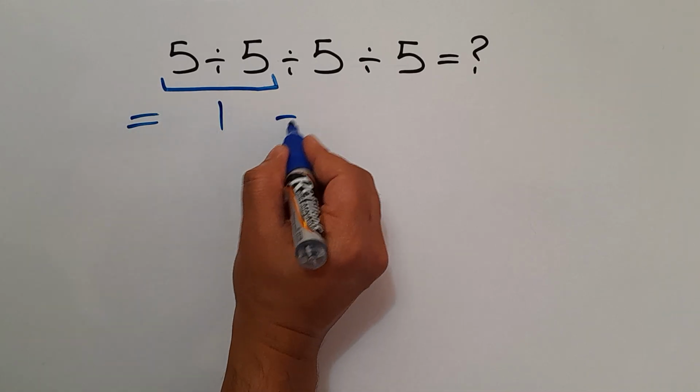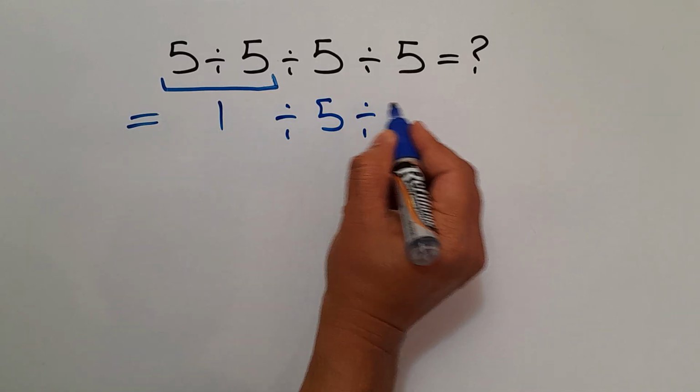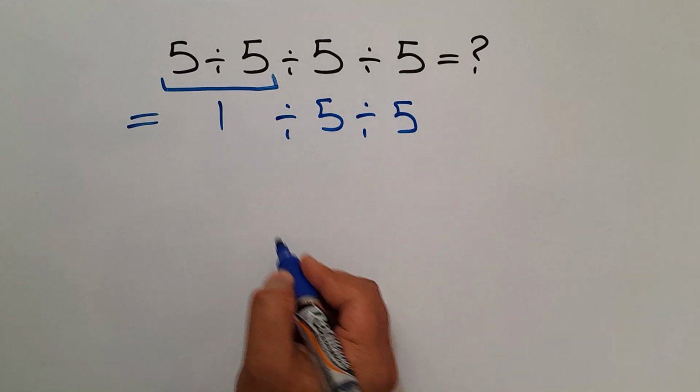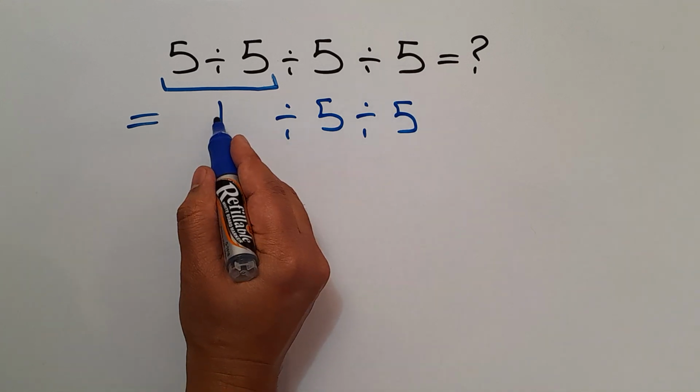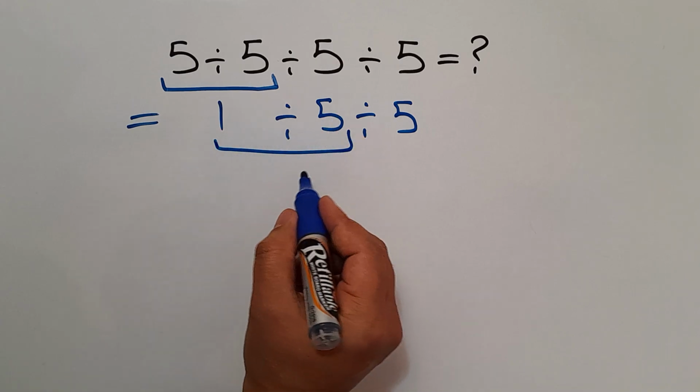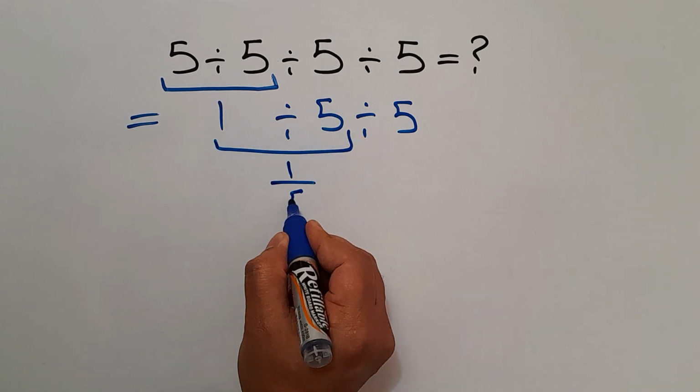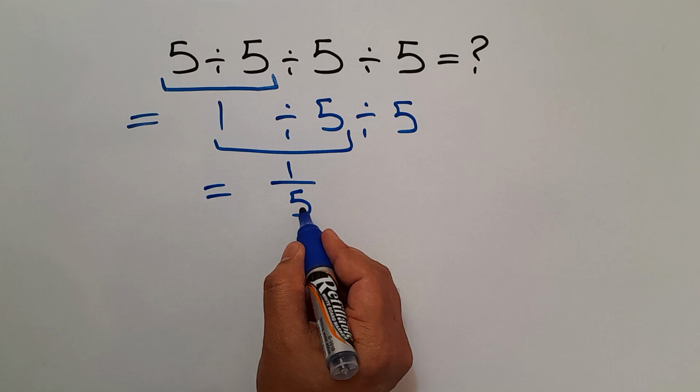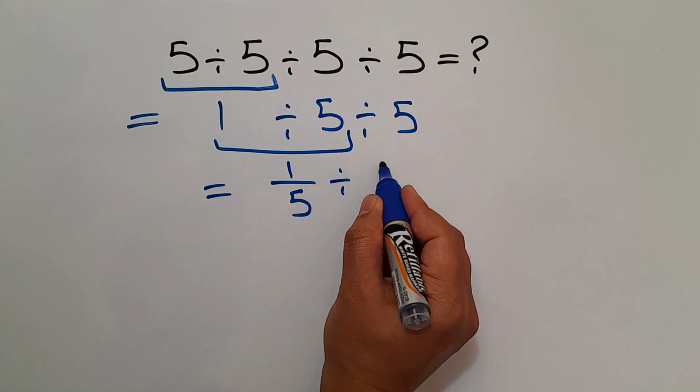So 1 divided by 5 and again divided by 5. Now we have to do this division. 1 divided by 5 can be written as 1 over 5. So we have 1 over 5 and divided by 5.